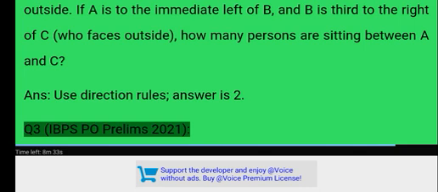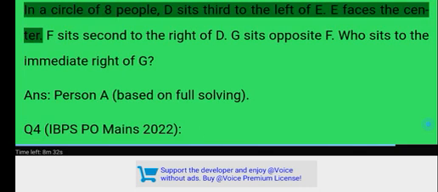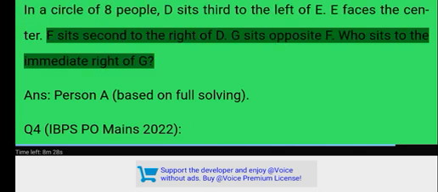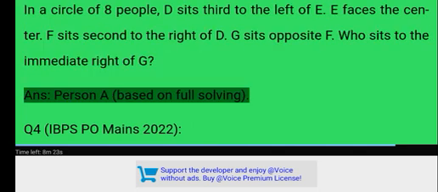Q3, IBPS PO Prelims 2021. In a circle of 8 people, D sits third to the left of E, faces the center. F sits second to the right of D, G sits opposite F, who sits to the immediate right of G. Answer: person A, based on full solving.